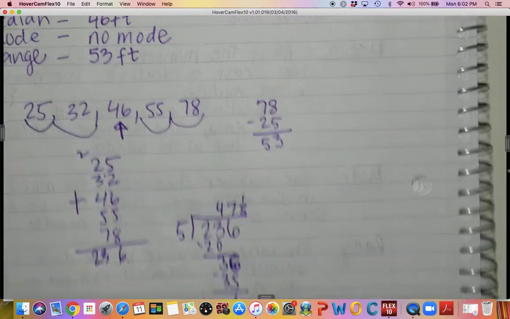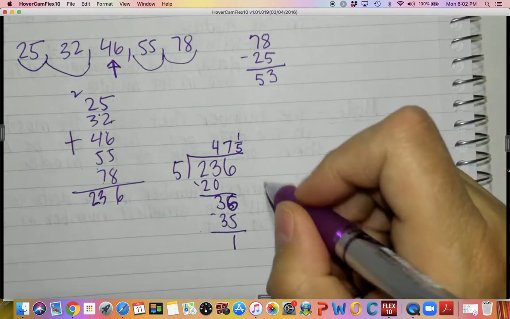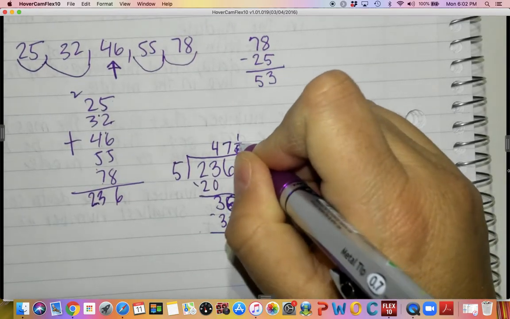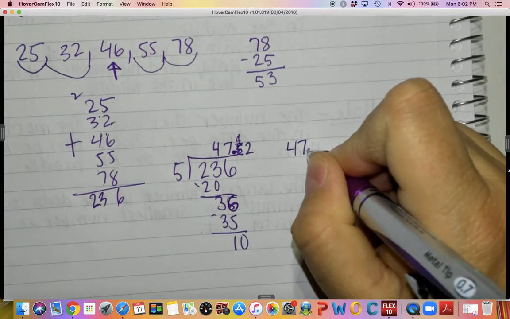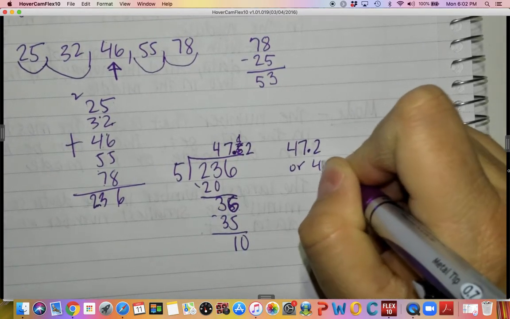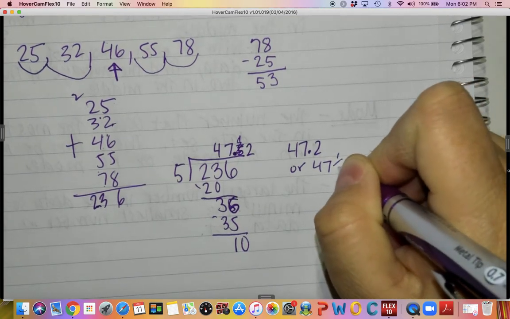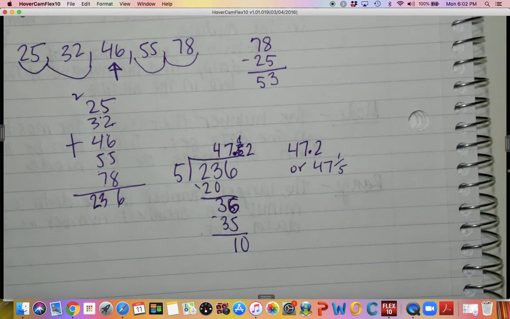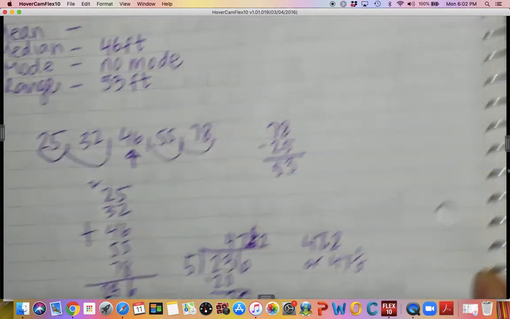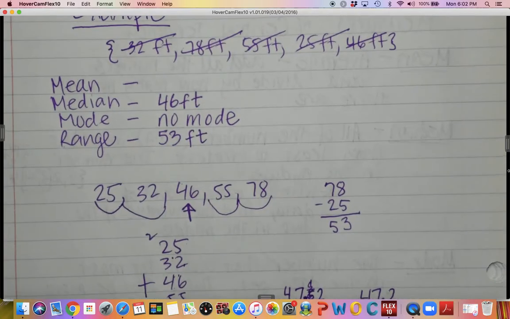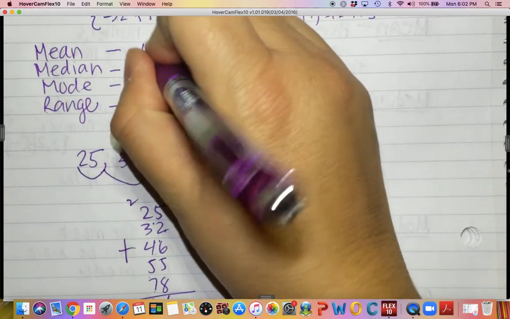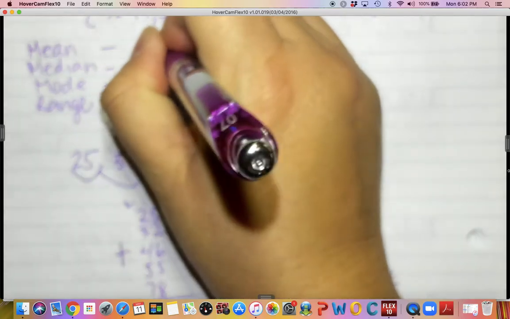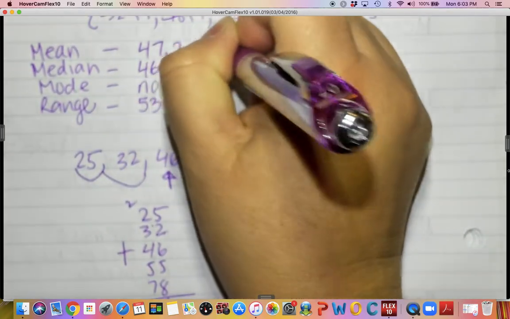If I didn't want to make it a fraction, I could say 0.2. So 47.2 or 47 1/5. So my mean is, and according to the textbook we're correct, 47.2 feet.